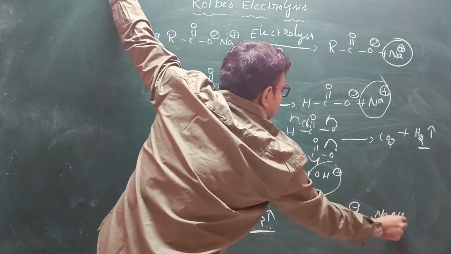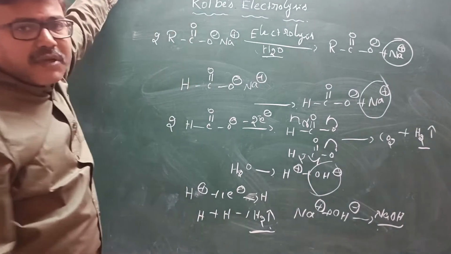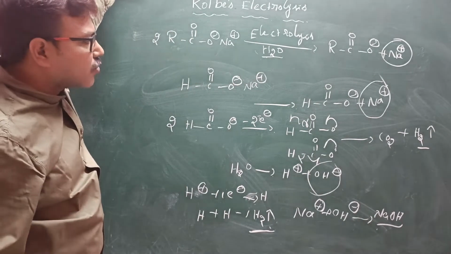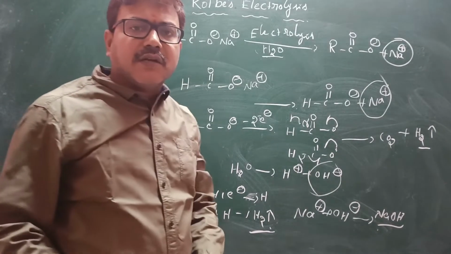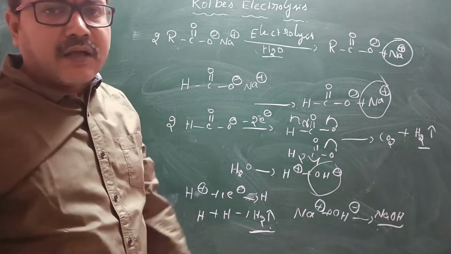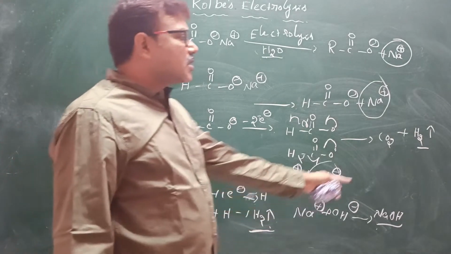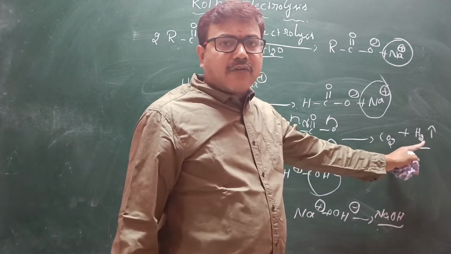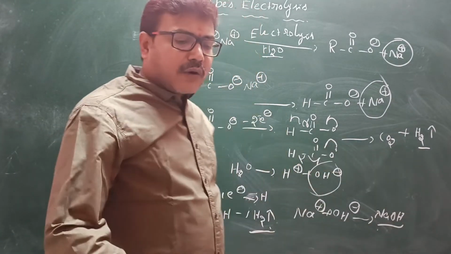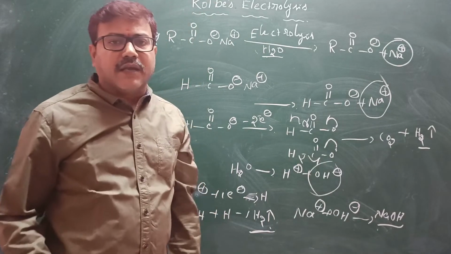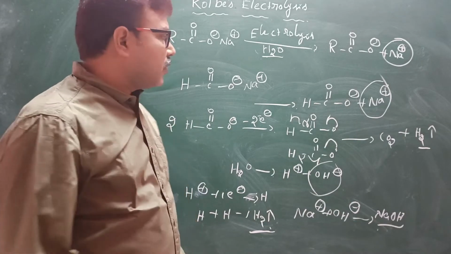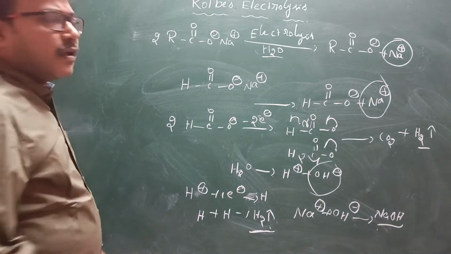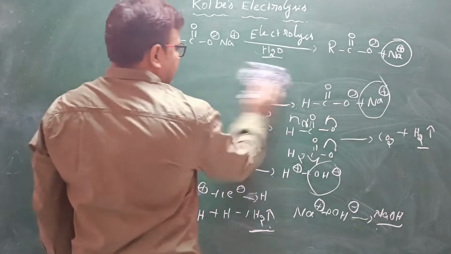So after completion of the reaction, the solution has basic character. It is a very, very important reaction. The general statement is that hydrocarbons are liberated at the anode. But here hydrogen is not a hydrocarbon. So when sodium formate undergoes Kolbe's electrolysis, hydrogen gas is liberated at the anode and hydrogen gas is liberated at the cathode. Okay, do you understand? So next one.